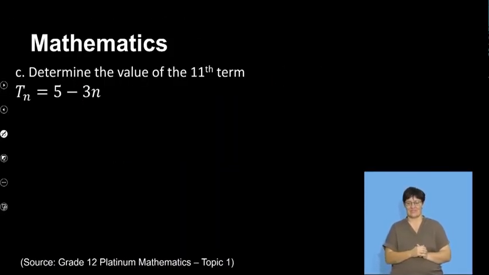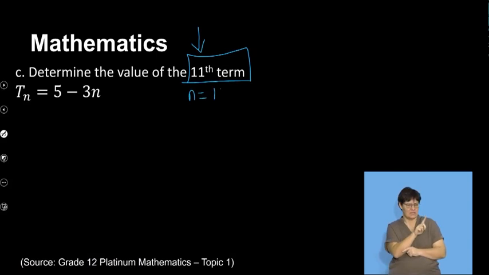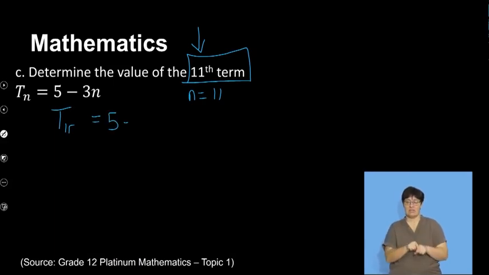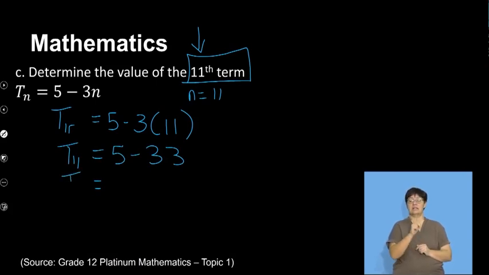So we are going to now determine the value of the 11th term of the sequence. Because I'm determining the value of the 11th term, that means I'm going to substitute in n is equal to 11. It's not which term has a value of 11, it is the actual 11th term. So T11 will be equal to 5 minus 3 times 11. So that's going to be equal to 5 minus 33, which is going to give me that term 11 has a value of -28.